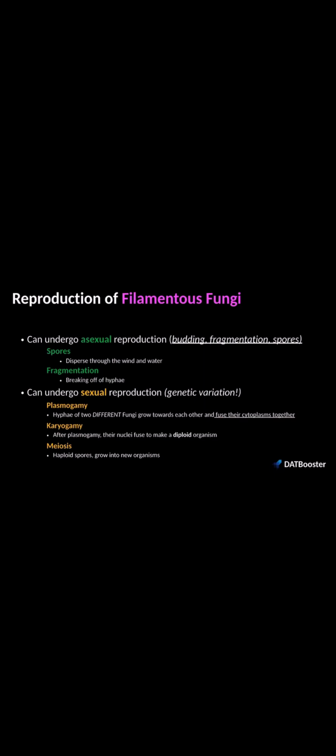Karyogamy, on the other hand, refers to a process after plasmogamy. So this is after two cells have fused their cytoplasms together. Karyogamy is when their nuclei are going to fuse together. When this occurs, that organism now is going to be considered diploid, because both of those parents that fuse together, that come together with their hyphae, are haploid. They're both 1N. Now this offspring is genetically different. It's diverse, right? It's diploid. It's 2N. And that's due to karyogamy and the fusion of two nuclei.